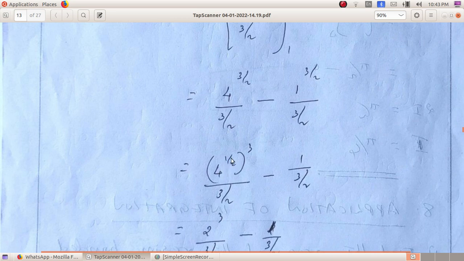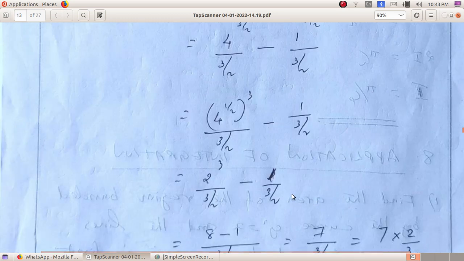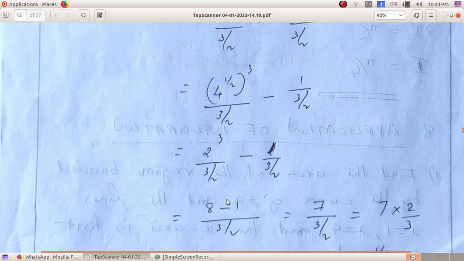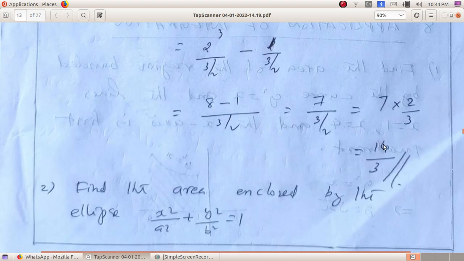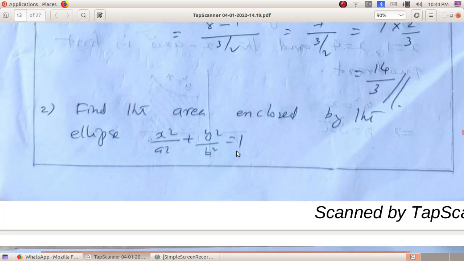4 raised to 1 by 2 means what? Root 4. Root 4 is 2. And 2 cube divided by 3 by 2, minus 1 by 3 by 2. 2 cube is 8. Same denominator, so one denominator is needed. 8 minus 1 is 7. 7 by 3 by 2, or this 2 can be moved to the upper part: 7 into 2 by 3, 14 by 3.